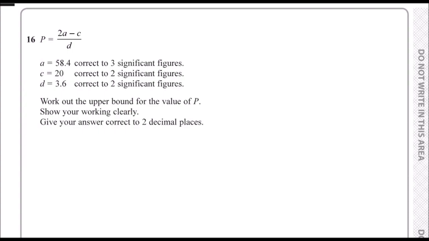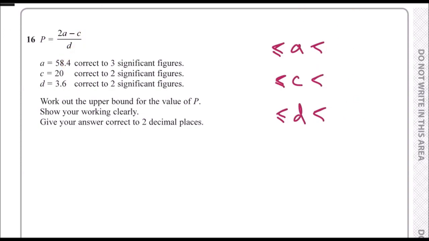Now, to work out an upper bound for P or even a lower bound, we need to first figure out what the bounds for A, C, and D are. To do this, I always do it like this, guys, yeah? I always write A, C, and D, so always write your variables. Always do inequality signs like this, so less than or equal to, and also a less than on the right-hand side. And then you're going to go ahead and put your lower bound values on the left-hand side and your upper bound on the right.